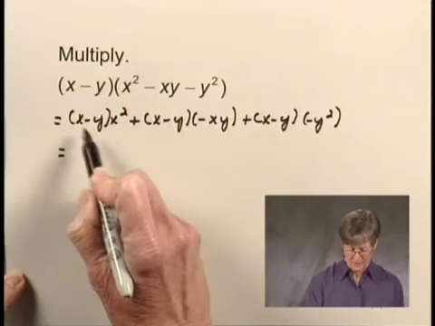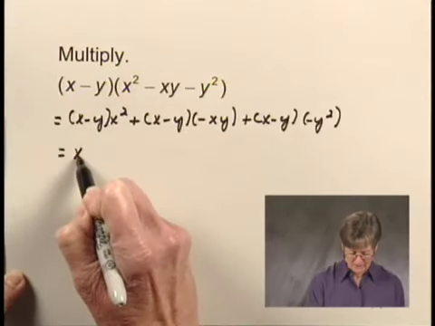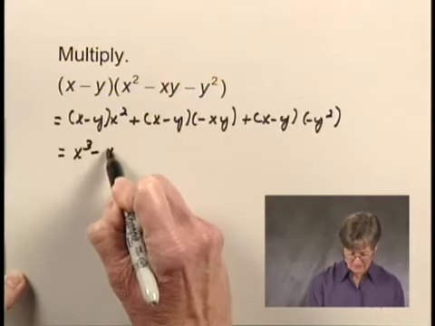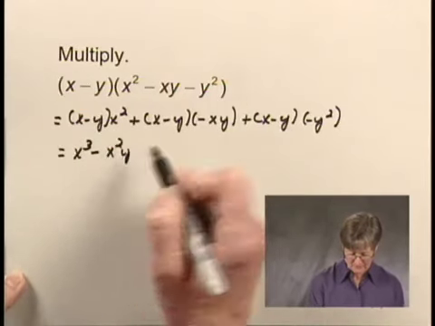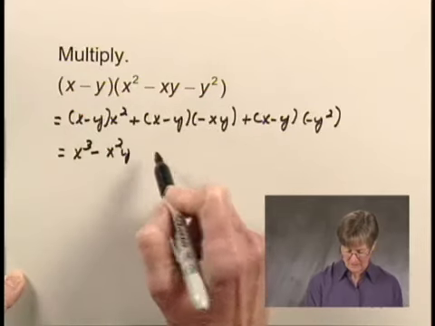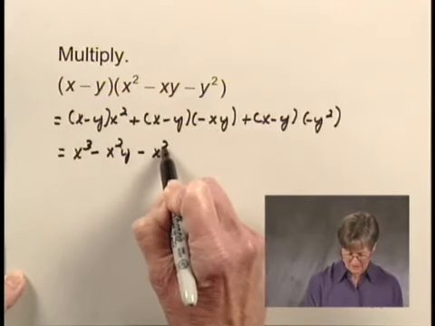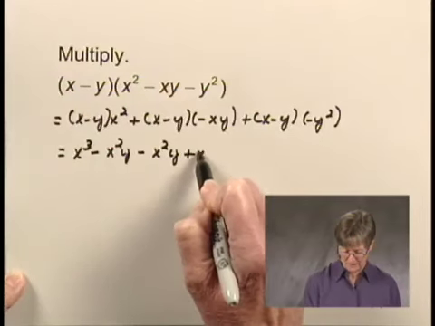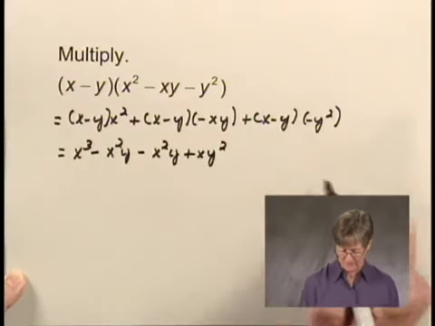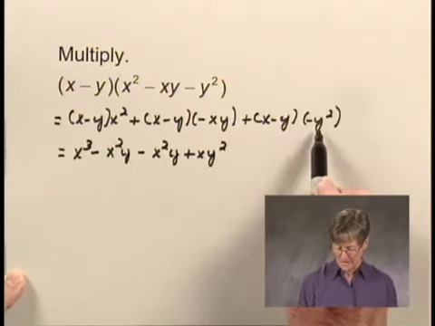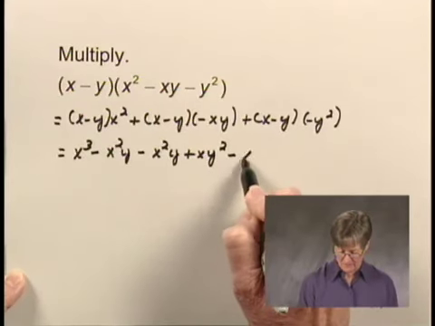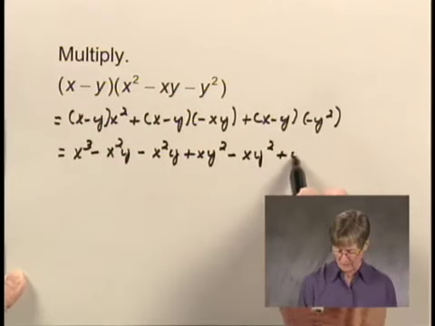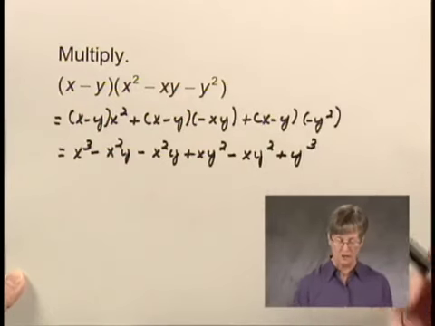X squared times x is x cubed. X squared times the opposite of y is the opposite of x squared y. The opposite of xy times x gives me the opposite of x squared y. And doing the second multiplication here, I get plus xy squared. The opposite of y squared times x gives me the opposite of xy squared. And this final multiplication gives me plus y cubed.